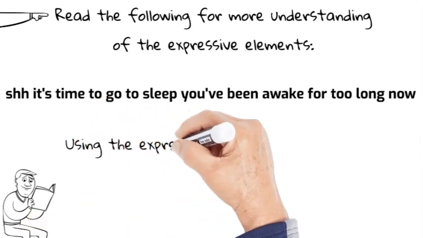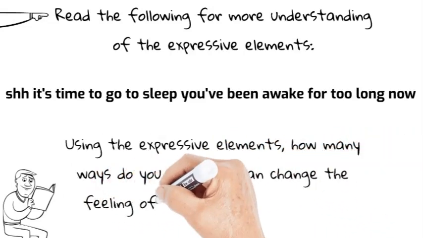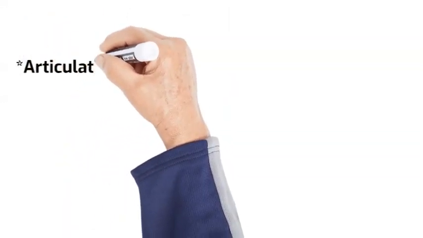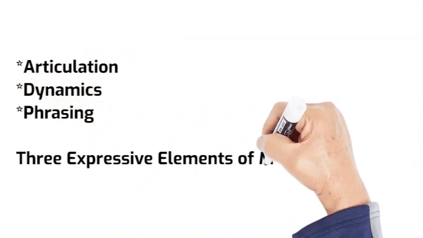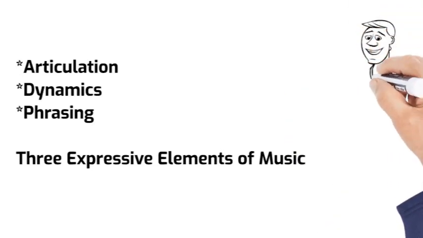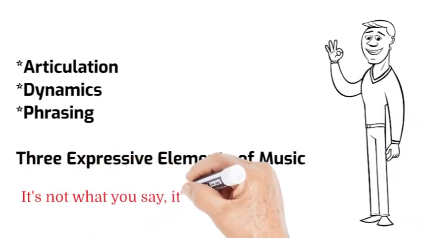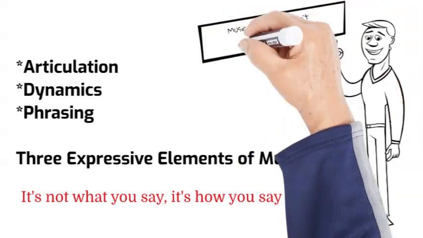Yeah, big difference, right? And that's also the difference between good and great musicians. It's very hard to do as a drummer, but at a minimum, great drummers support expression in their bandmates while striving to play expressively themselves. And there you have it, articulation, dynamics, phrasing, the three expressive elements of music. If there's one thing you should take away from this video, it's this: it's not what you say, it's how you say it. And that's what the expressive elements do for music.